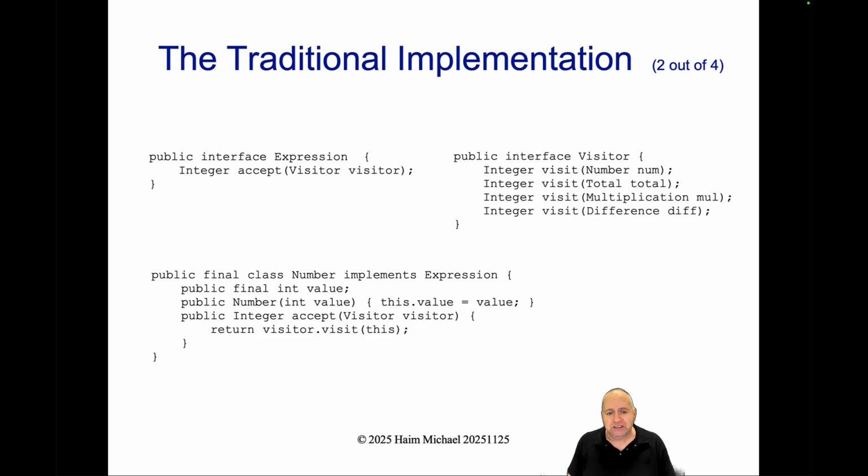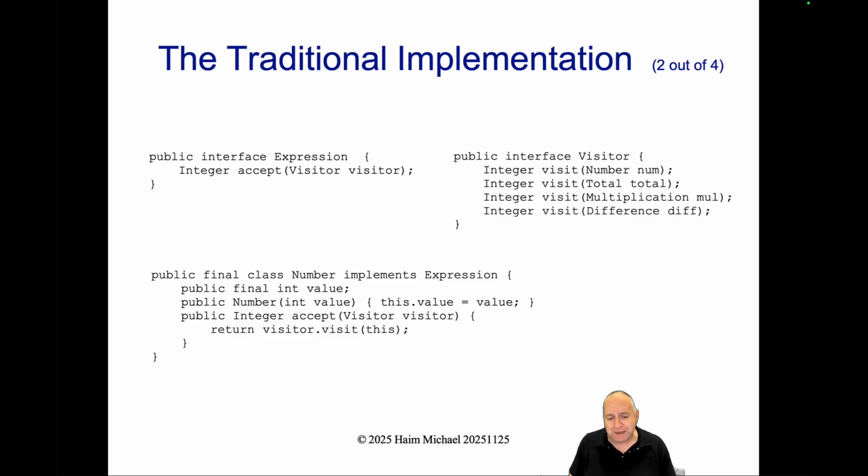So you can imagine the interface expression and then various classes that implement expression directly or indirectly. You can imagine that the accept method that was defined in expression as an abstract method was eventually implemented for each one of those classes that implements expression, so it would be possible to call accept on each one of those objects that were instantiated from those classes that implement expression.